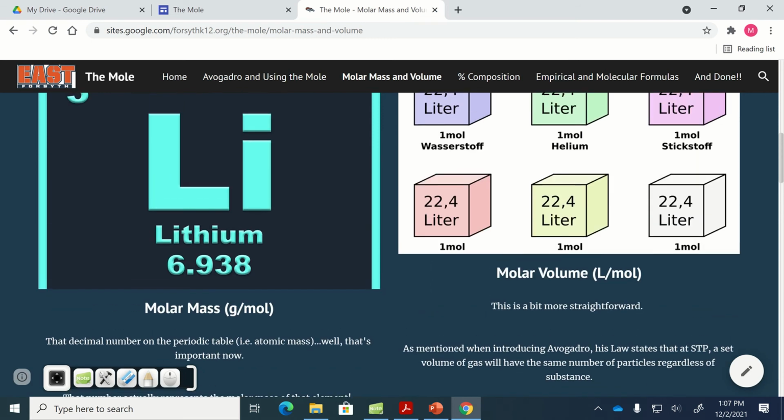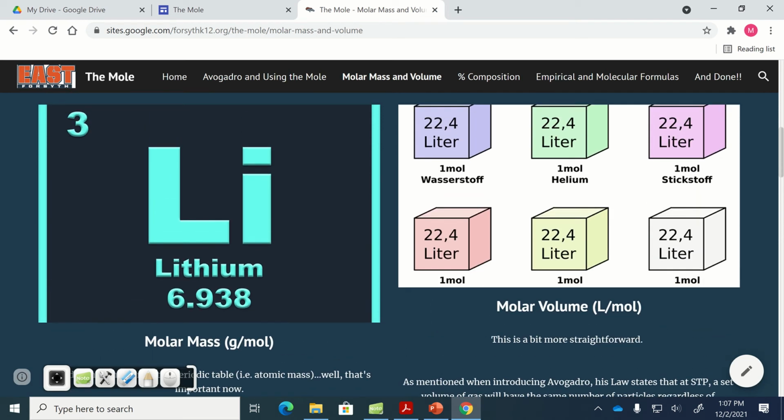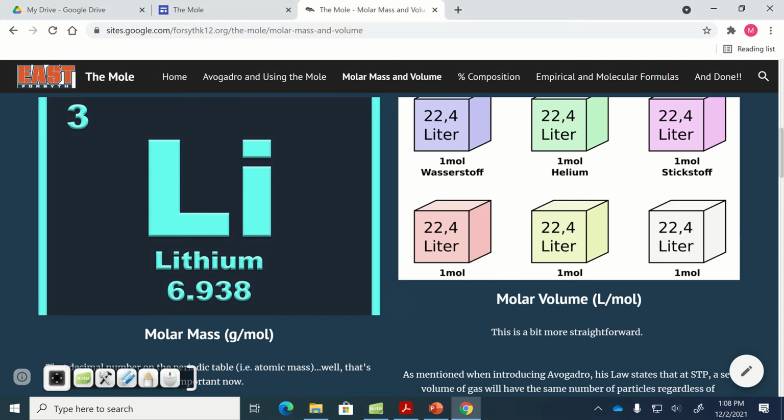Molar volume is measured in liters per mole. This one's a bit more straightforward. I apologize, those commas on the slide should all be decimals; they're going to go away in a second. Like it says there, molar volume is a bit more straightforward.